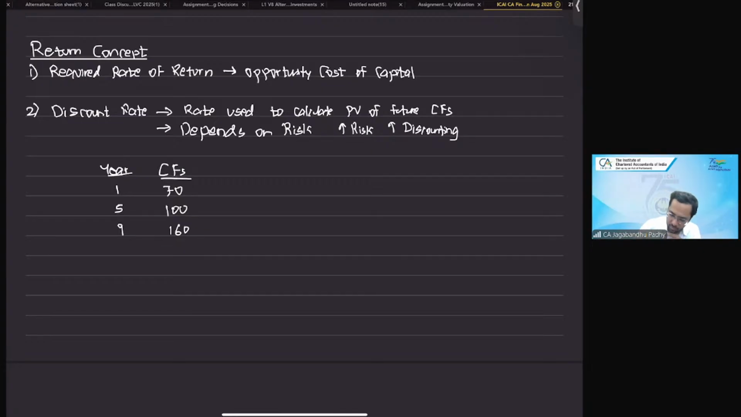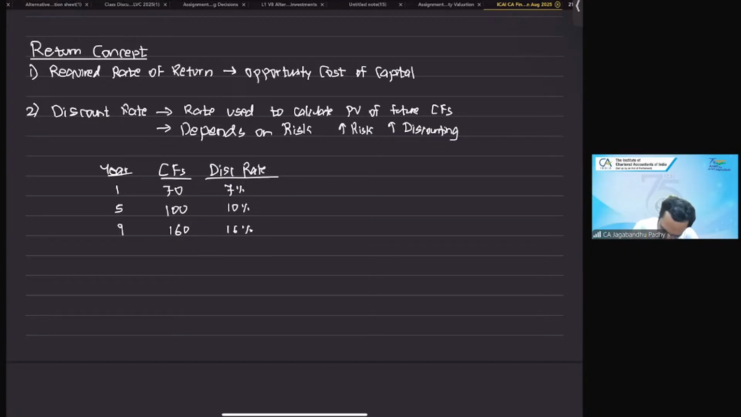Because the cash flow that is going to come in the ninth year is more uncertain than the one in the first year. Am I right, guys? Yeah. So the cash flow expected in the ninth year is going to be highly uncertain as compared to the first year cash flow. So therefore, the discounting rate is going to be definitely different. Let us say the discounting rate in the first year is 7%, in the fifth year it is 10%, and in the ninth year, it's at a much longer distance, so we can discount it at a higher rate, at 16%.